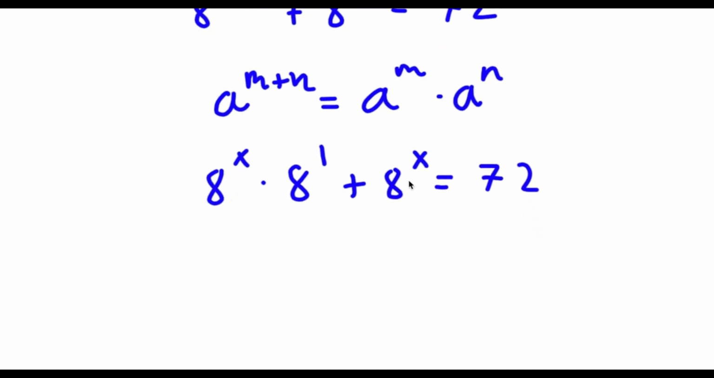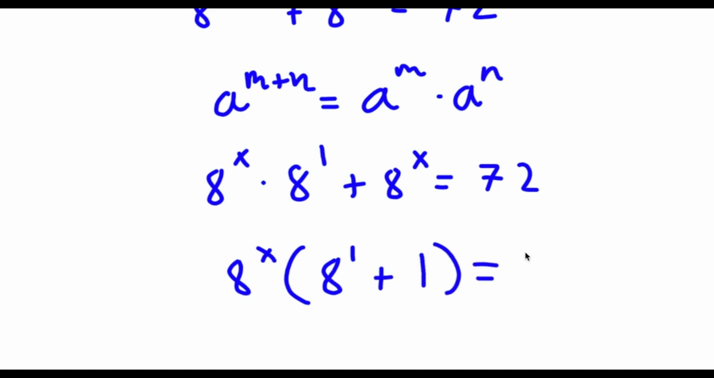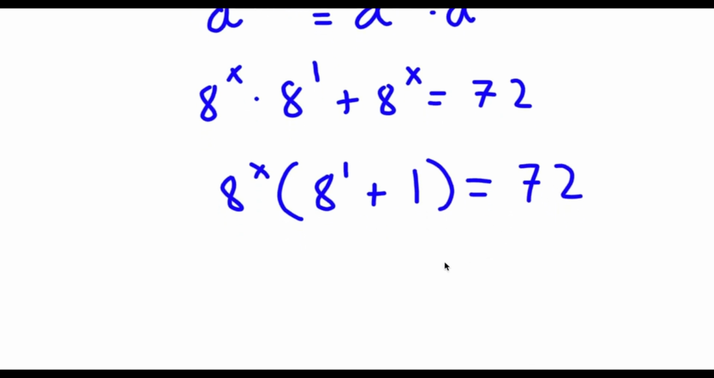Now from here, because both of these terms have 8 to the power of x, I'm going to factor out 8 to the power of x. So now I have 8 to the power of x times, well, 8 to the power of x times 8 to the power of 1 divided by 8 to the power of x is simply 8 to the power of 1, plus 8 to the power of x divided by 8 to the power of x is 1. Now this is equal to 72.